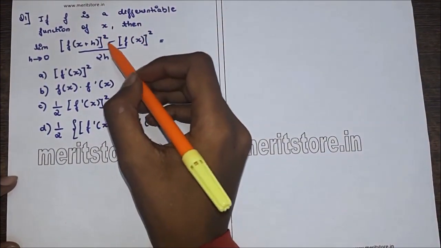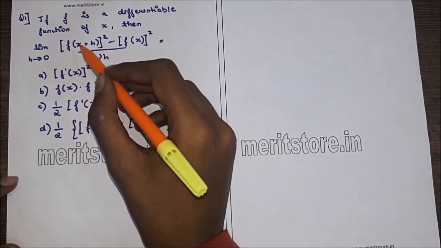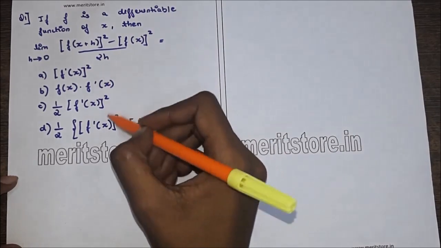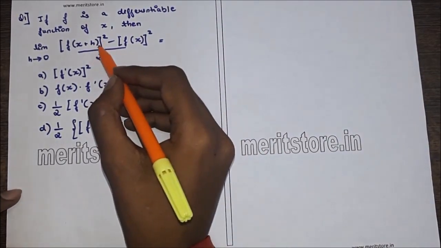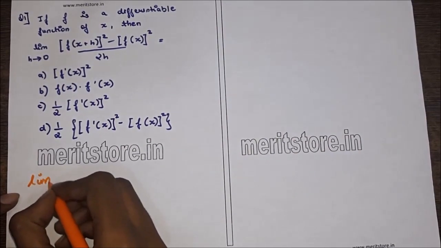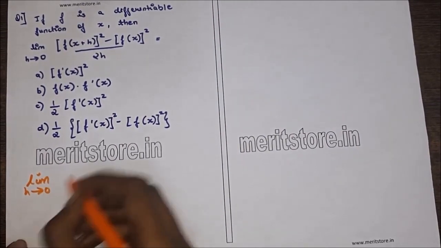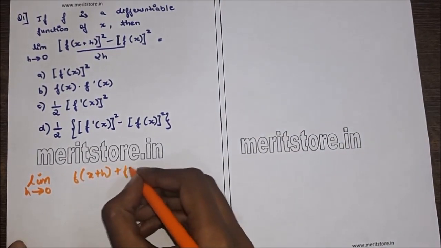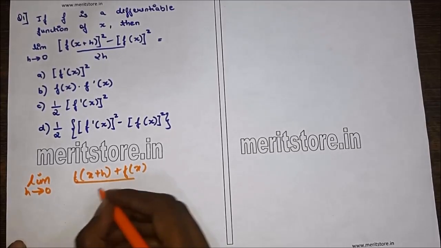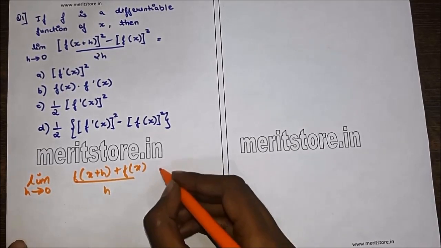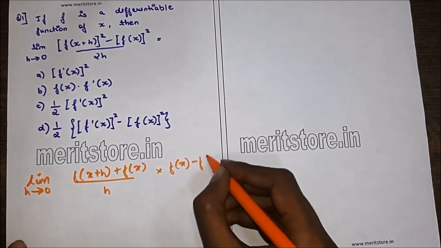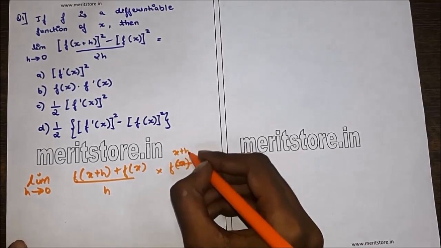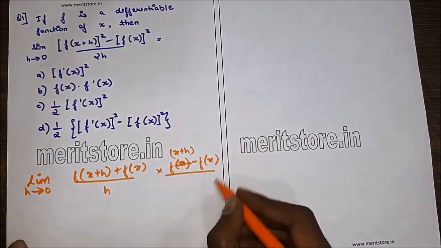If f is a differentiable function of x, then limit h tends to 0, f of x plus h the whole square minus f of x the whole square upon 2h is what? And these are the options. So this is in the form of a square minus b square. So we split the term, we get limit h tends to 0, this is a plus b, a minus b. So this is f of x plus h plus f of x upon 2, into f of x plus h minus f of x upon h.